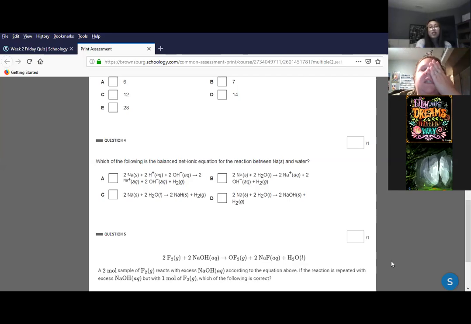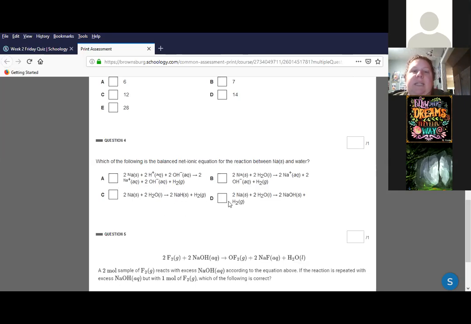So this is a single replacement reaction instead of a double replacement reaction. So far, we've mostly done net ionic equations for double replacement, but it still is going to work out the same way. If I have solid sodium, nothing can change about that. If I have water, that's liquid water, so that has to stay a liquid. So A is going to be out because they took that water and broke it up into ions and said it was an aqueous solution. Water can't dissolve in itself. So A is out.